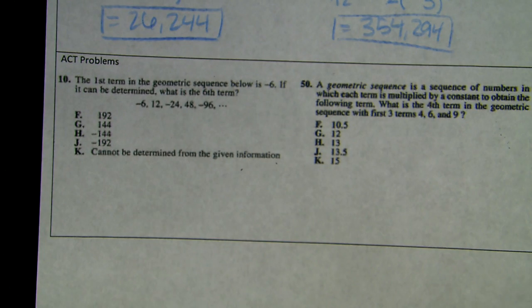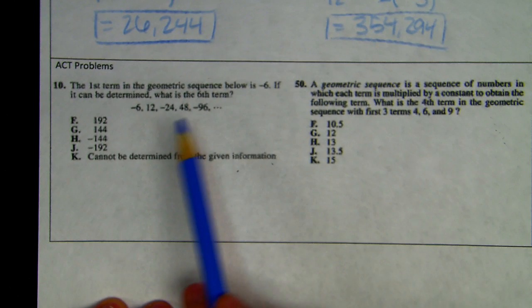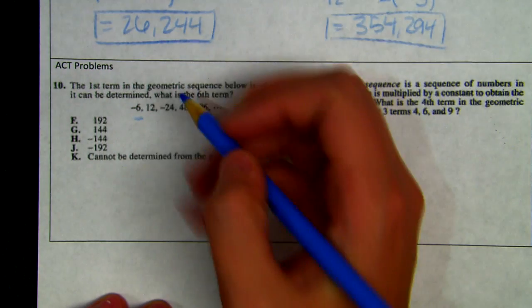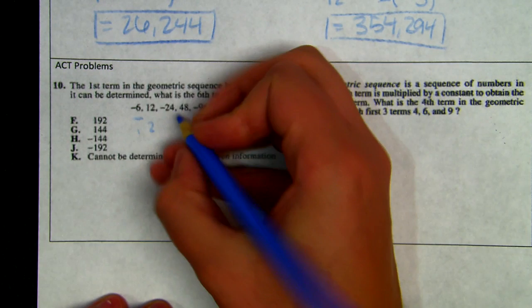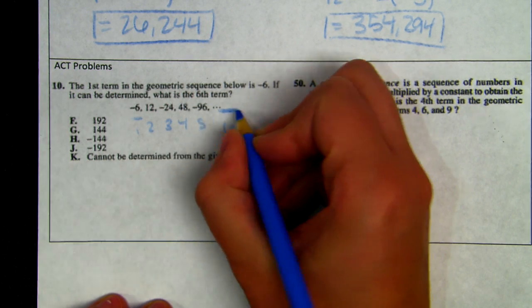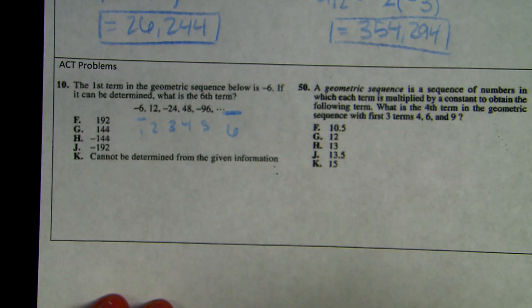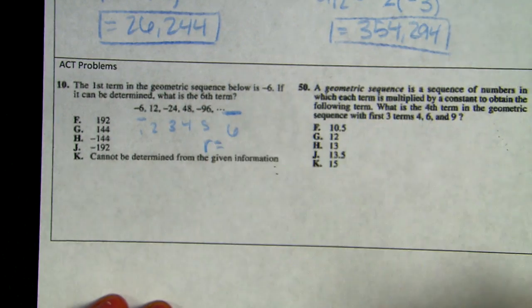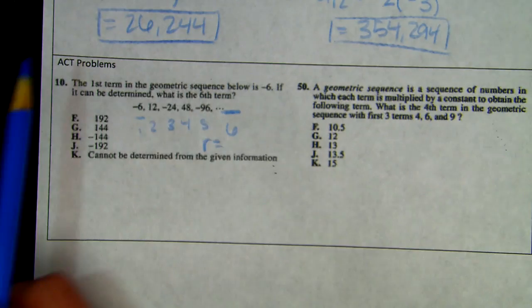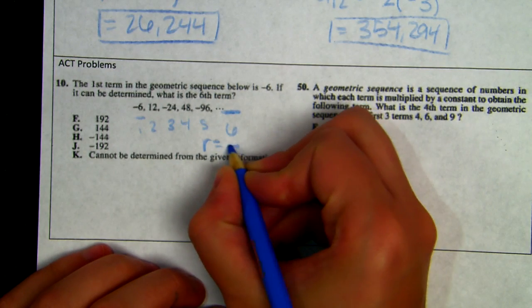We're almost done, guys. So we have the first term in the geometric sequence below is negative 6. If it can be determined, what is the 6th term? So we have the first term, the second term, the third term, the fourth term, the 5th term. So the 6th term is just the next term. So as soon as I can find my common ratio, I can find the 6th term in like 2 seconds. So common ratio, 12 divided by a negative 6 is a negative 2.